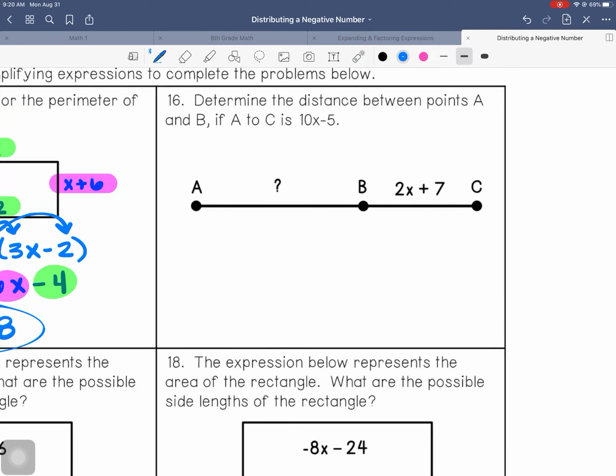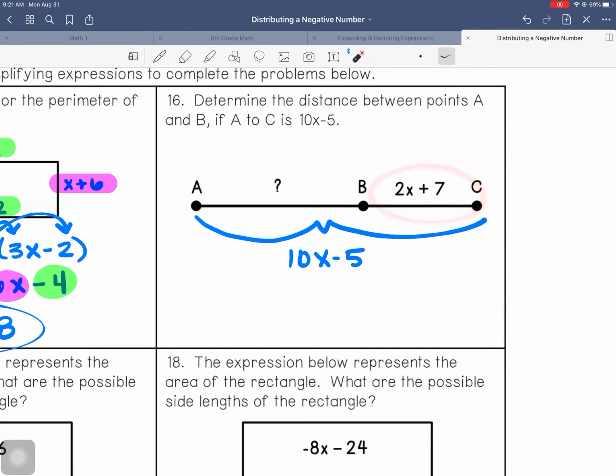Number 16 says determine the distance between points A and B if A to C is 10x minus 5. So they said A to C is 10x minus 5. If we know the entire length, we can take away the B to C and we'll be left with AB.